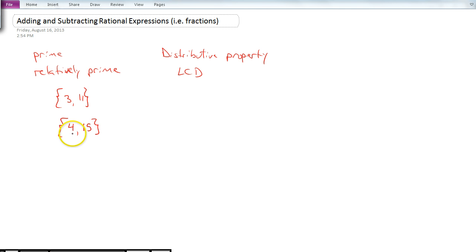4 and 15 share no factors. The factors of 4 are 1, 2, and 4. The factors of 15 are 1, 3, 5, and 15. I guess they share the factor 1, but that's the only one that's possible to be shared. Outside of 1, if they don't share any factors, then the pair is relatively prime. So I want you to be able to use the terms prime, relatively prime, distributive property, and LCD. So be prepared for that.